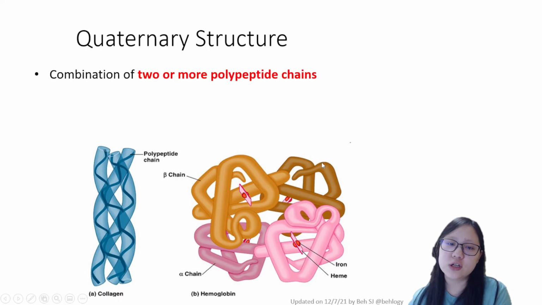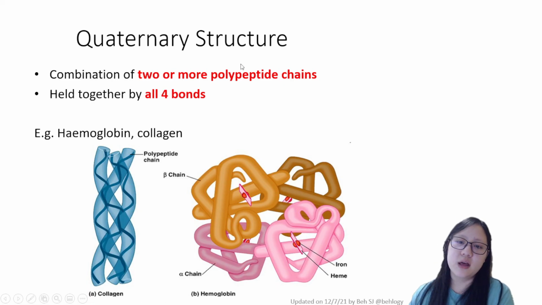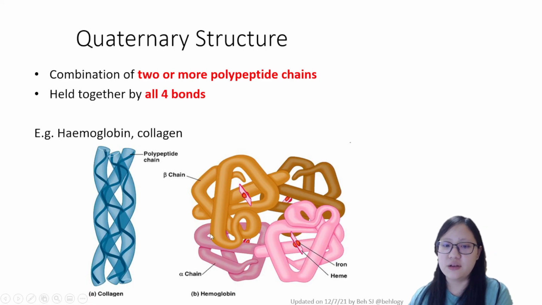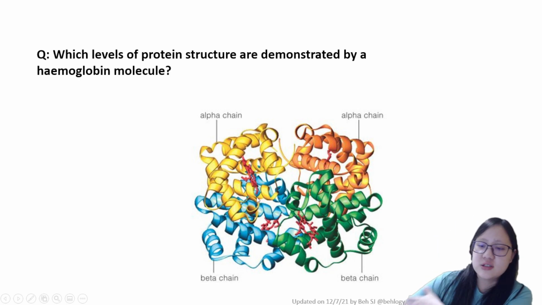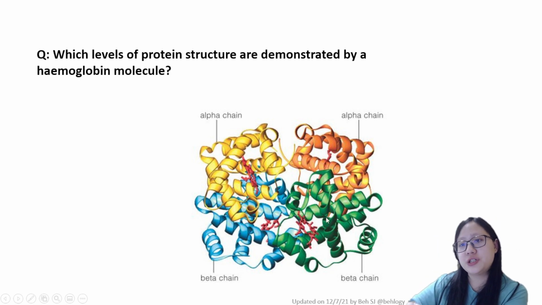Now, quaternary structure is pretty much the same as tertiary, except that two or more polypeptide chains are involved here, and you can see two examples here. Collagen, which is made out of 3 different polypeptide chains, and hemoglobin, which is made out of 4 polypeptide chains. And this is different from myoglobin, right? Myoglobin is just 1. This is 4 polypeptide chains. And therefore, it's considered a quaternary structure.